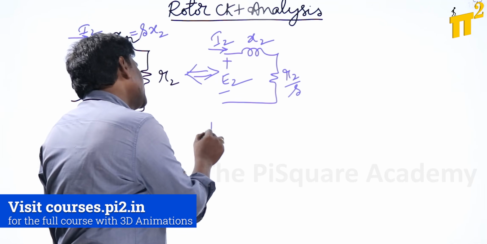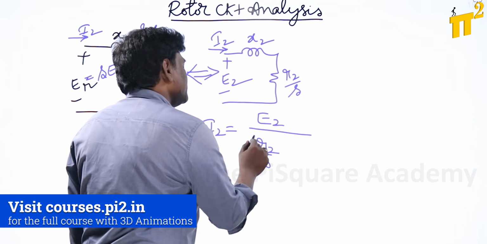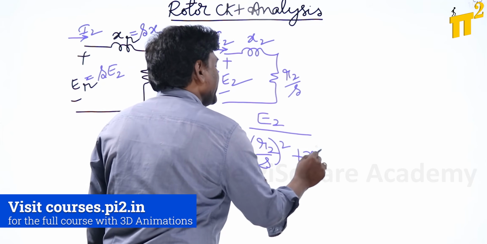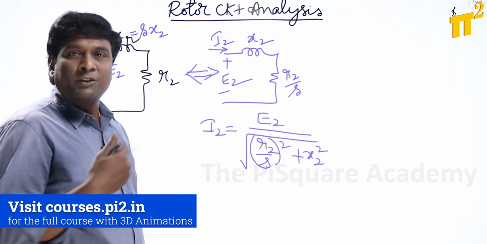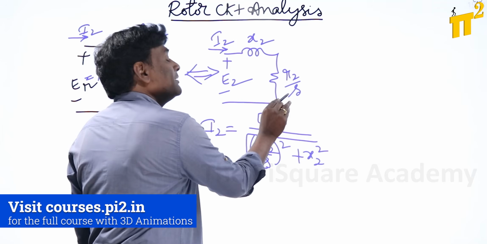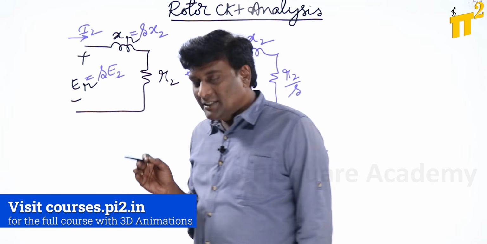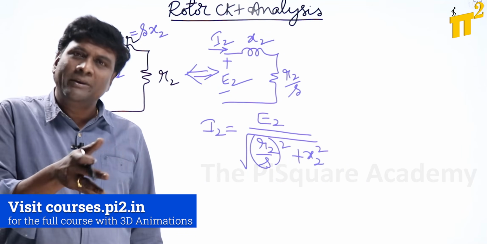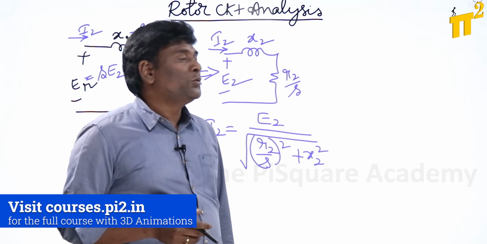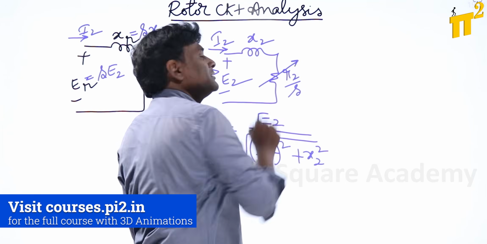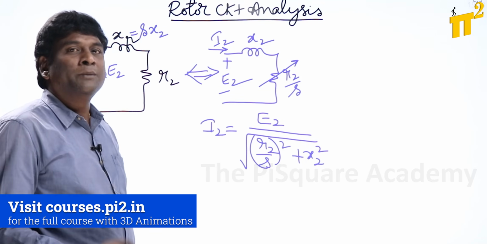Let me write the equation for I2: it is E2 divided by the square root of (R2 by S) square plus X2 square, and that is the rotor current, or rotor current reflected to the stator side, whatever it may be. Once slip is there, as I clearly mentioned in our previous session, in an induction machine slip is the only independent variable, which will be decided by the loading conditions. Depending upon the load connected, slip is going to vary.